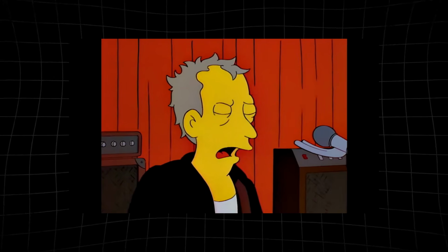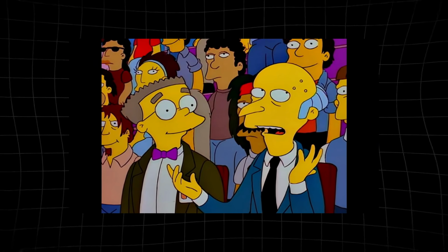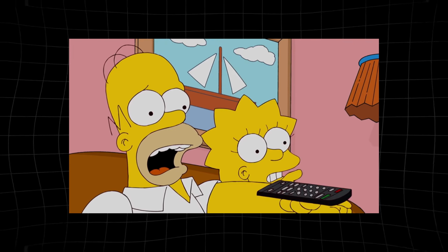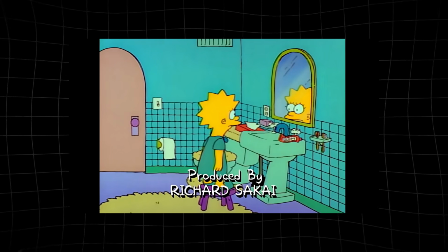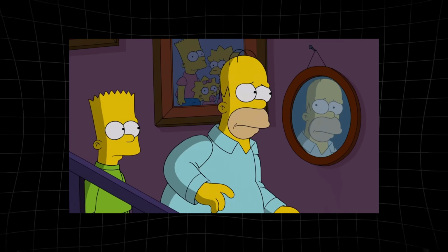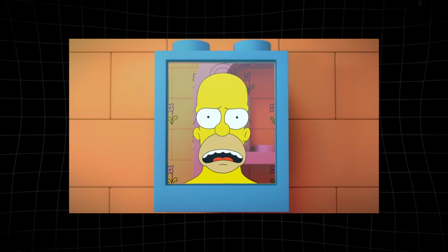The continuity problem is that Maude Flanders exists in a show that doesn't always honor its own event history, and her absence is handled with varying degrees of consistency across subsequent seasons. In some episodes, Ned's status as a widower is central to his storyline and treated with genuine care. In other episodes, Maude is referenced casually in ways that feel inconsistent with the emotional weight the show gave her death.